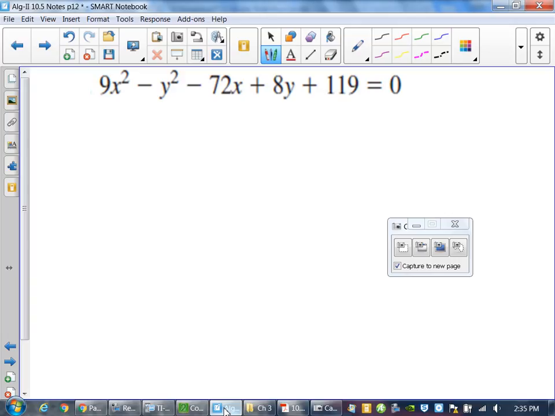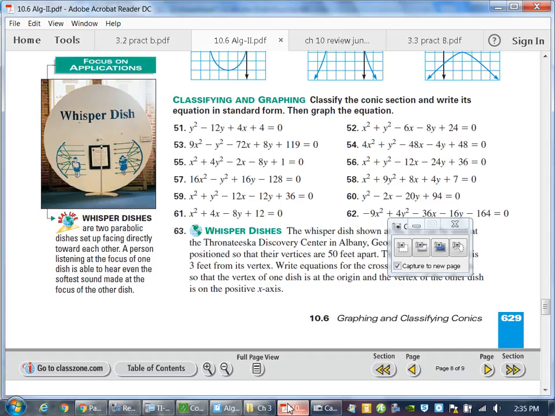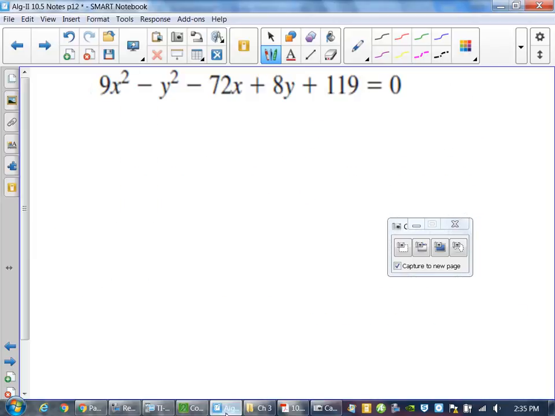Let me help you set this one up real fast. We started working through this one earlier. I want to make sure you guys see how this one sets up. Homework-wise, I forgot to write it down on the calendar. It's 53 to 61 on this same page.